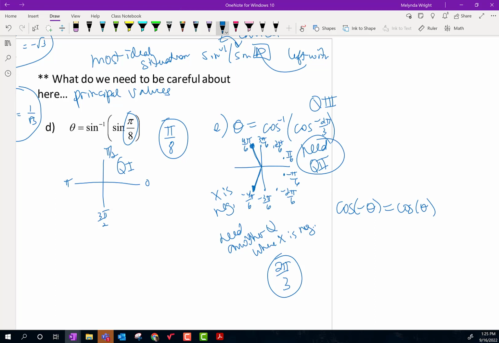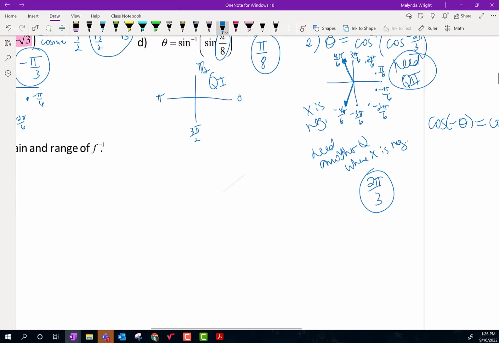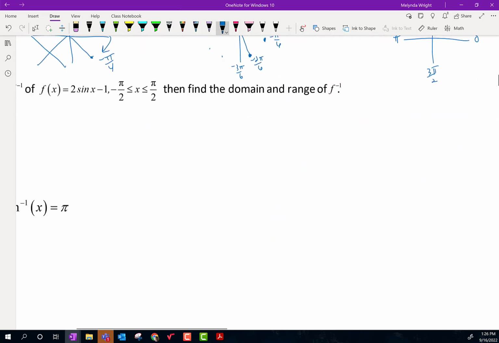It's not going to work for anything that's not even, so please don't think you can just erase the negative and you're good to go. That would only work with even functions like cosine, and the only other one is secant, and we won't be working with secant yet, so don't try it on anything else, okay? All right, is everybody okay? All right, let's move to, we have 2 more problems.